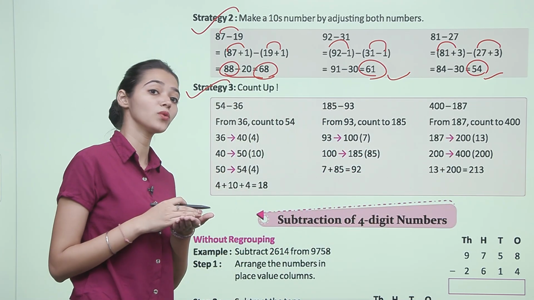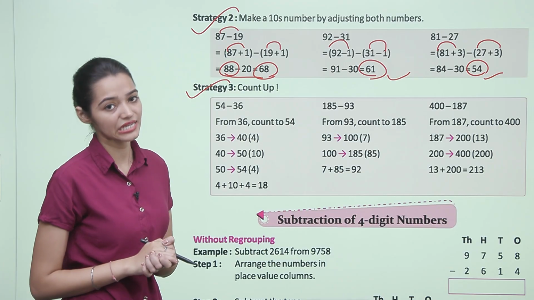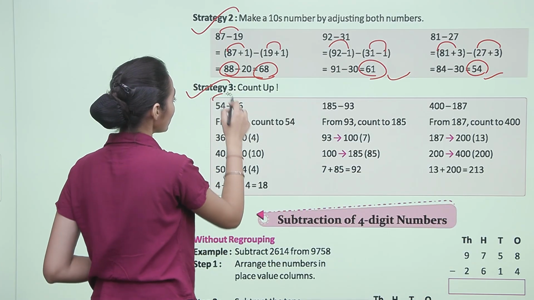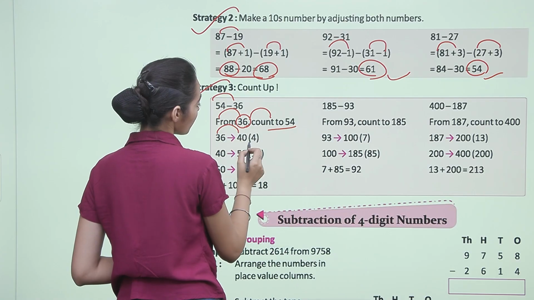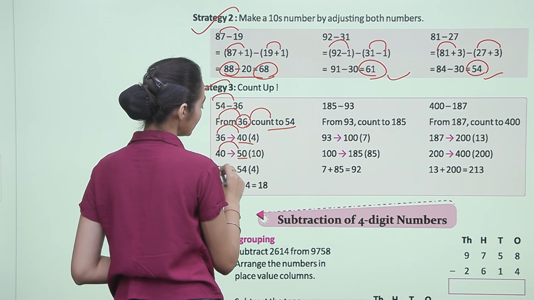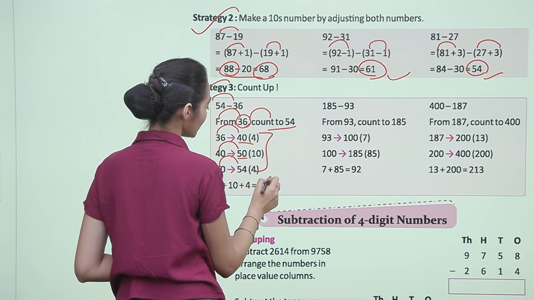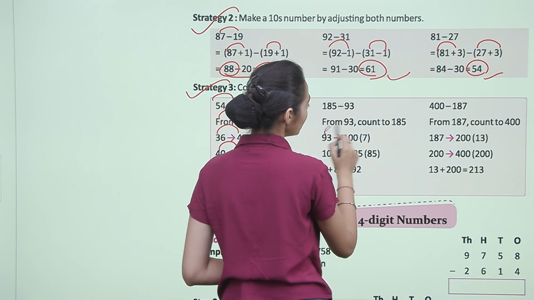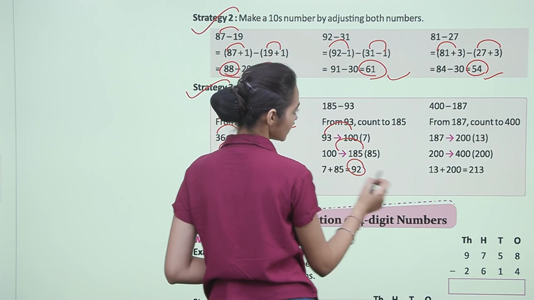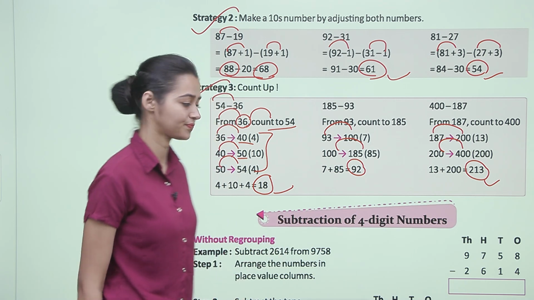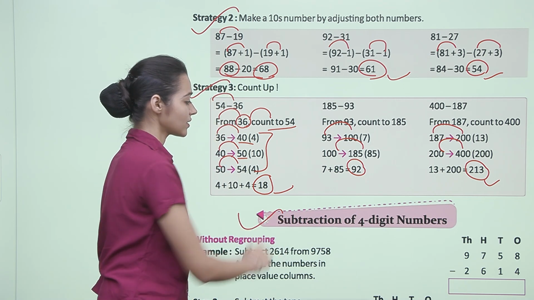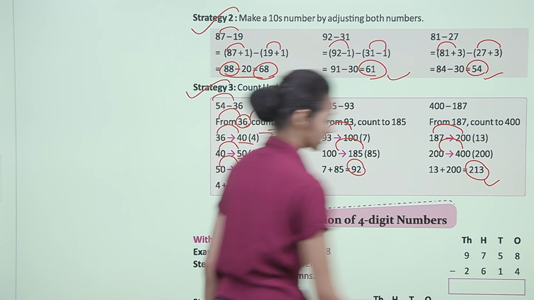Next is count up. That means we will count up to see how much the next number will be. So 54 minus 36, we will count from 36 to 54, plus 4, 40, plus 10, 50, plus 4, 54. When we add them, it becomes 18. Similarly, plus 7, 85, that is 92, plus 13, 200, that is 213. Now let's start with the subtraction of 4-digit numbers.